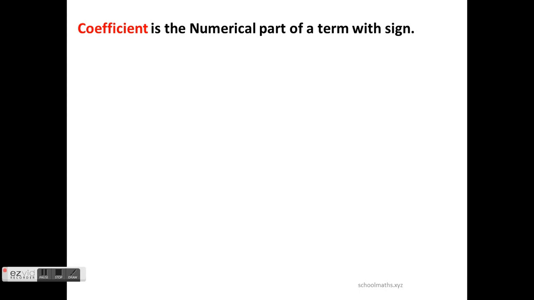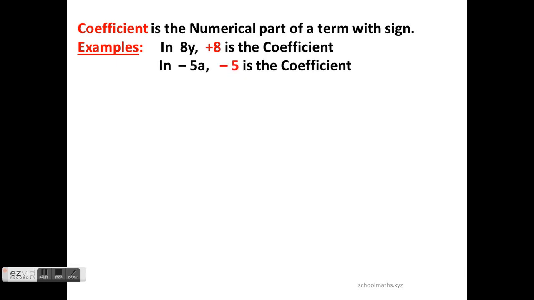Next one is coefficient. Coefficient is the numerical part of a term. You have to consider the sign also. So coefficient is the numerical part with sign. In 8y, 8 is the coefficient. In minus 5a, minus 5 is the coefficient. Okay, now like terms, unlike terms.